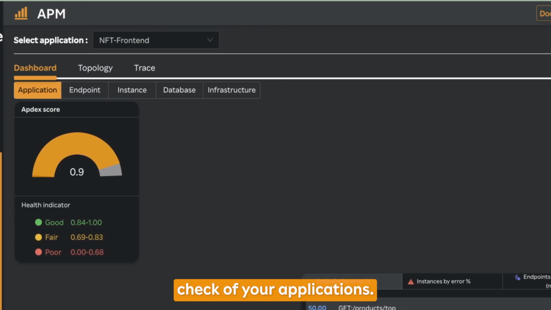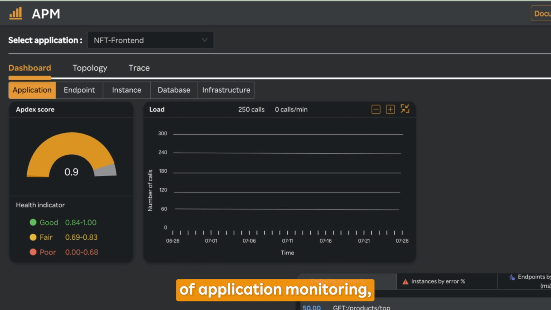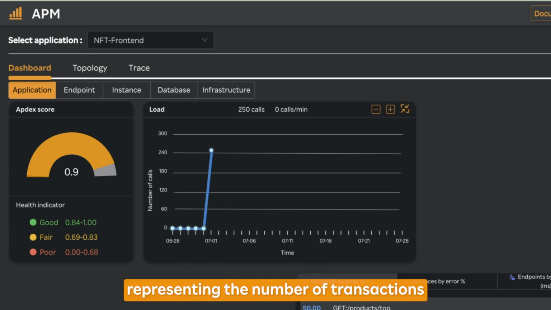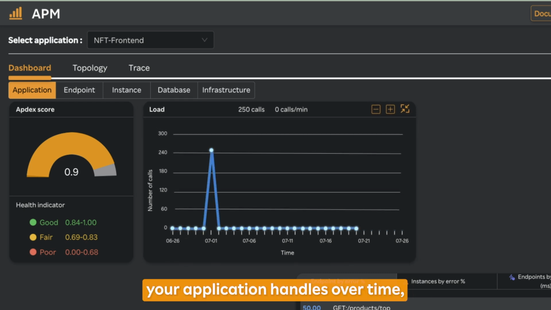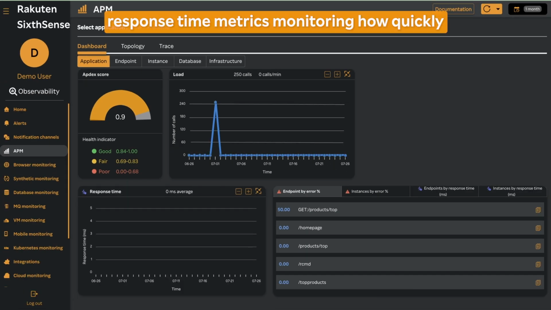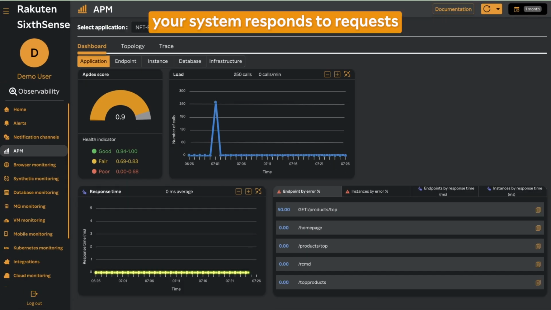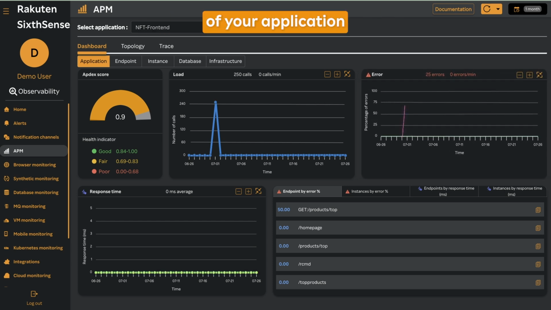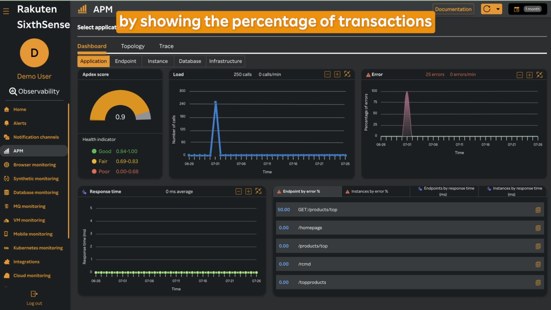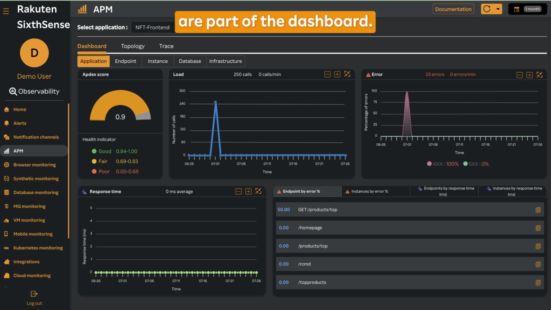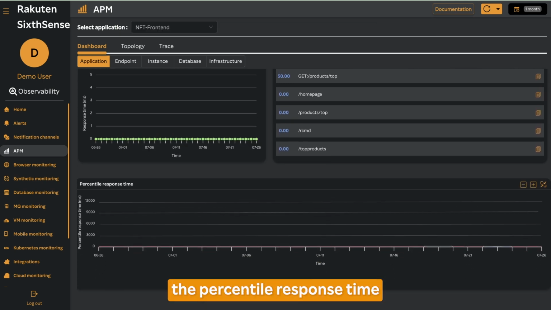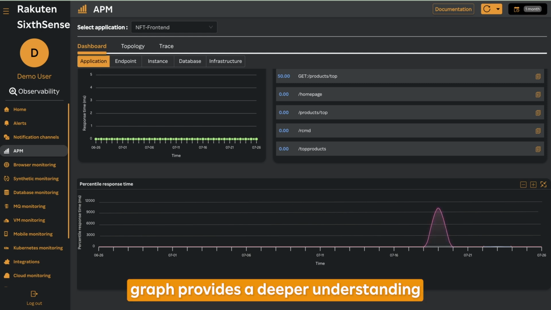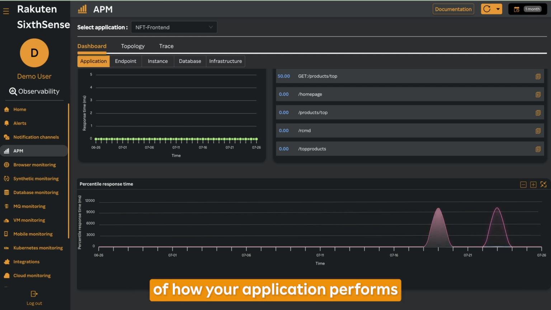check of your applications. The 3 golden metrics of application monitoring, including load, representing the number of transactions your application handles over time; response time metrics, monitoring how quickly your system responds to requests; and error rates, reflecting the overall health of your application by showing the percentage of transactions that result in errors, are part of the dashboard. Additionally, the percentile response time graph provides a deeper understanding of how your application performs under various conditions, showing the response time distribution across different percentiles.